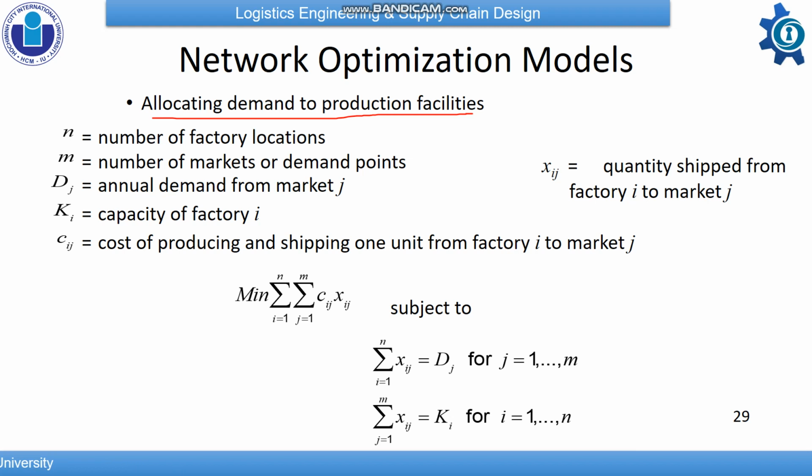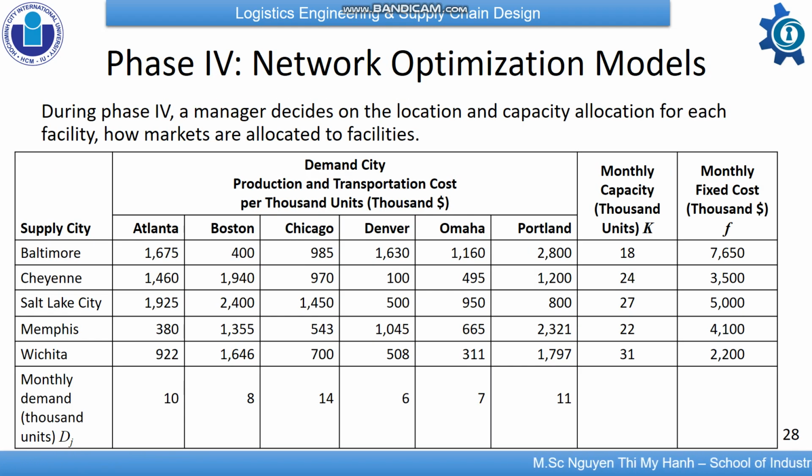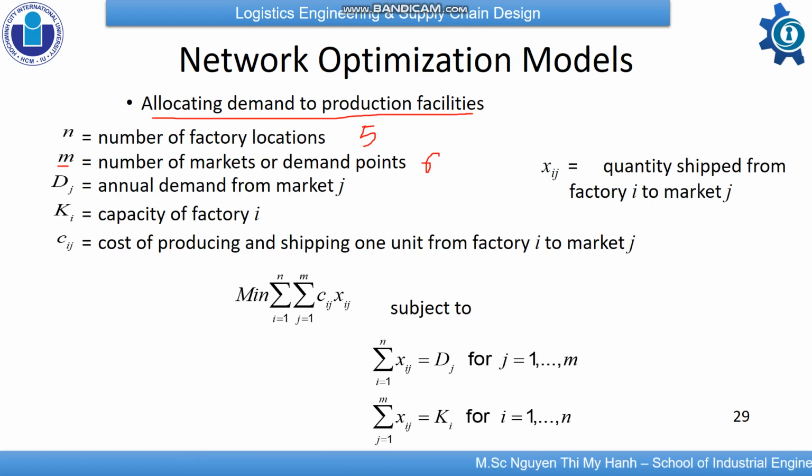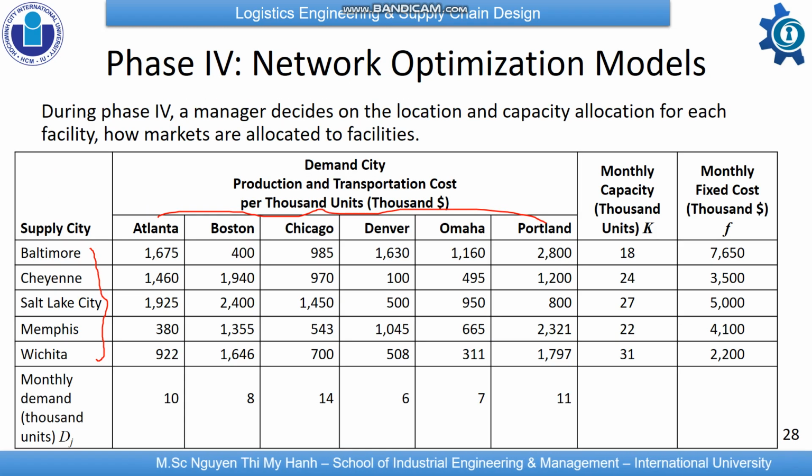We have n as the number of factory locations. So in this case, how many factory locations do we have? 5, right? And m is the number of markets or the demand points. In this case, we have 6. 5 here and 6 here. Okay, and Dj is the demand from the market j. So here is Dj. For example, 10,000 is the monthly demand from Atlanta.